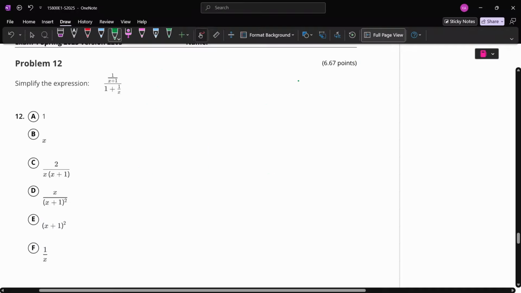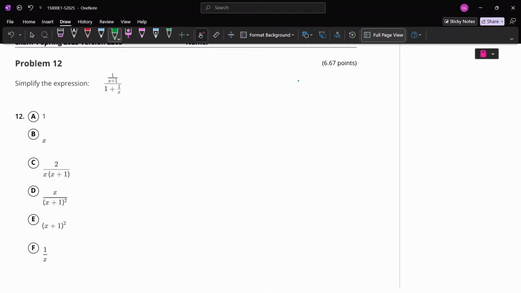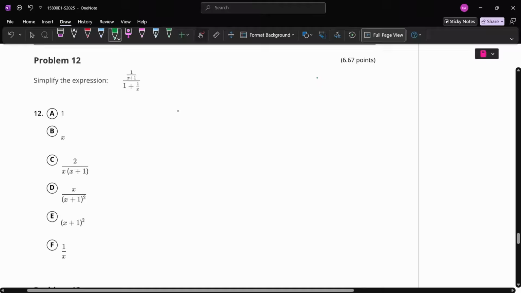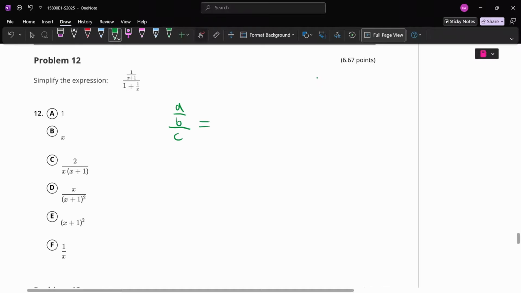Right, simplify the given expression. We're given what looks like a pretty interesting fraction, but there are ways we can simplify this. The first thing I'm going to focus on is a fraction rule. In the case of a fraction of a over b over c, that's going to be equal to a over b times c.